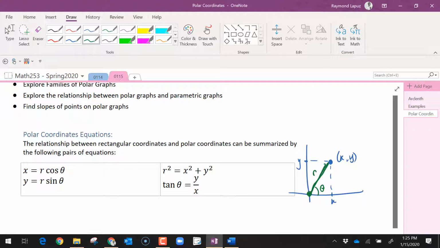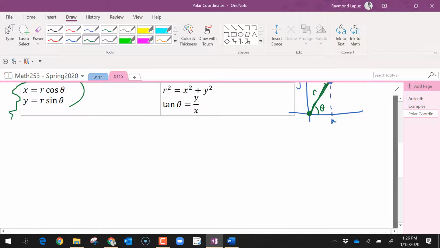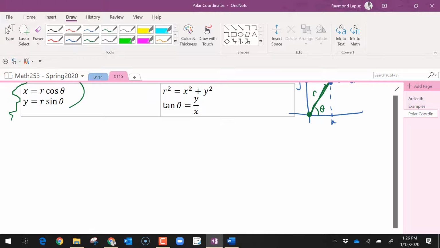Okay, so if we want to find the relationship between x and y, we can use trig, right? Opposite over hypotenuse is going to be your y, and then adjacent over hypotenuse is your x. And then if you finagle those around, you're going to get the relationship between your polar coordinates and your Cartesian coordinates. More importantly, though, when we change from Cartesian to polar, I want you to notice what's actually happening.